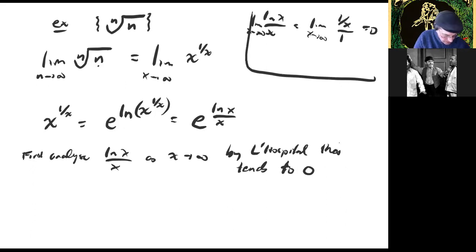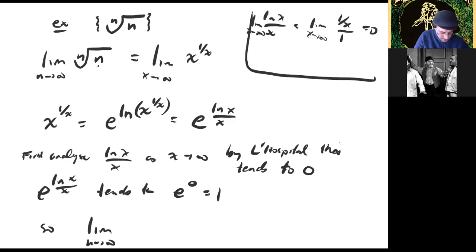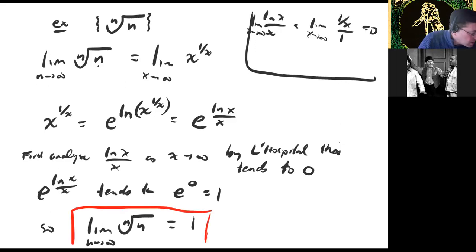Therefore, e to the power of ln of x over x tends to e to the power of 0, which is 1. So the limit as n goes to infinity of the nth root of n is going to be 1. And that is the final answer to the last exercise. So that's our short lecture for today. We'll continue with this section in my next lecture.